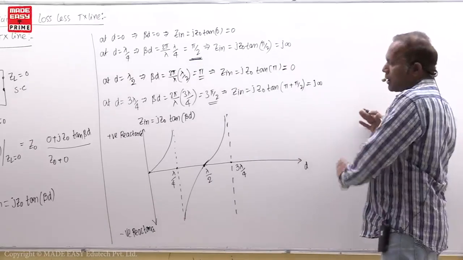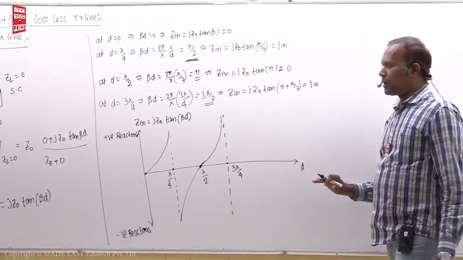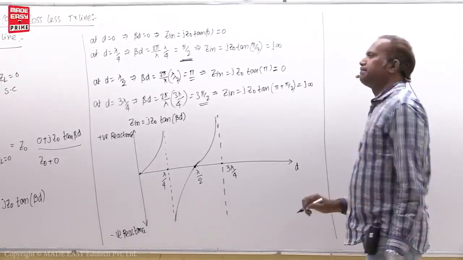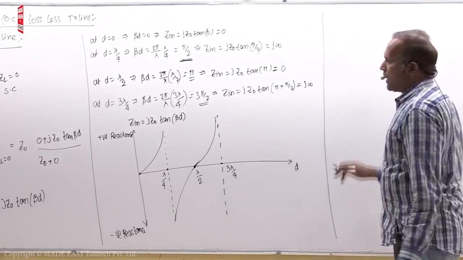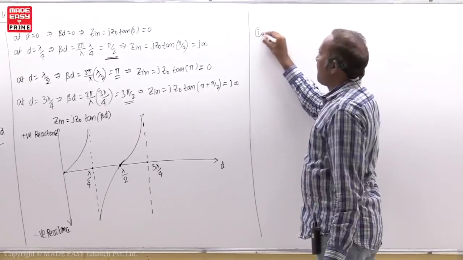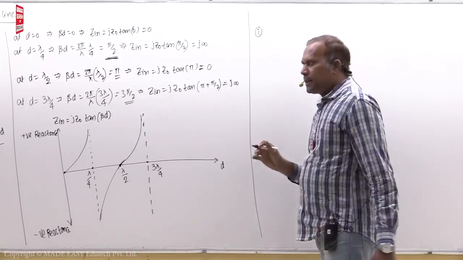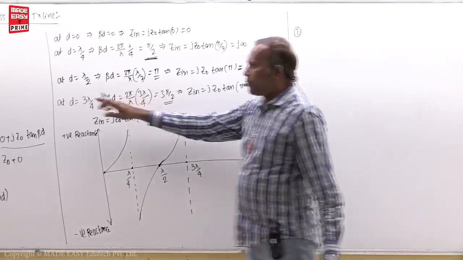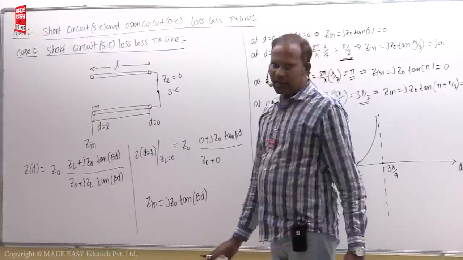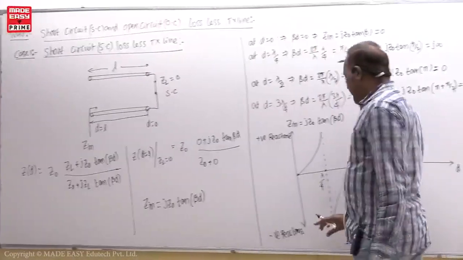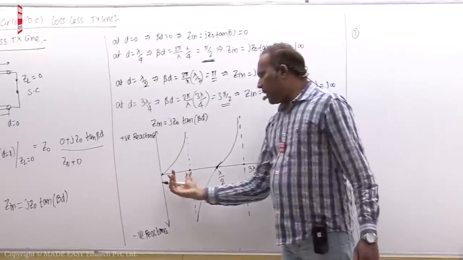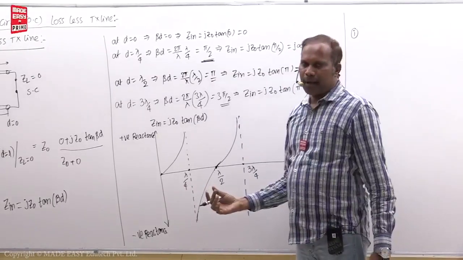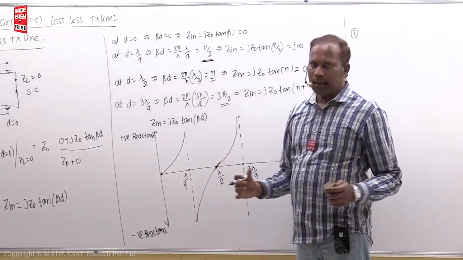Now the objective questions start. Till now nothing happened, now I am going to ask you the questions. These are all standard questions actually. First one: a short circuit transmission line, that means the load is short circuit. Short circuit transmission line of length less than lambda by 4 behaves like an inductor.